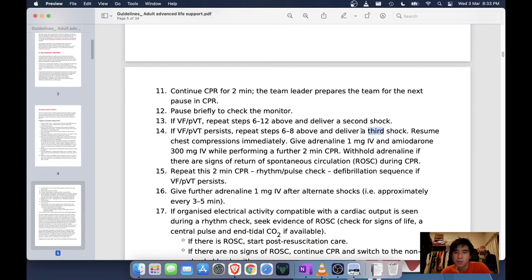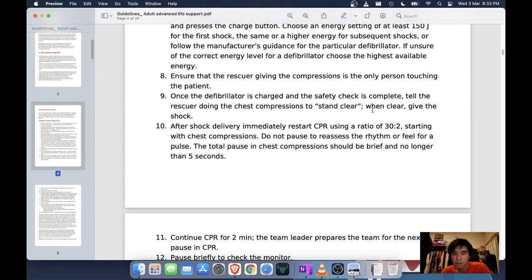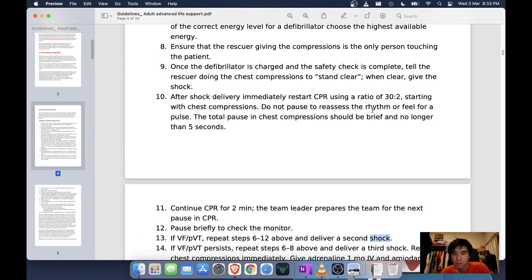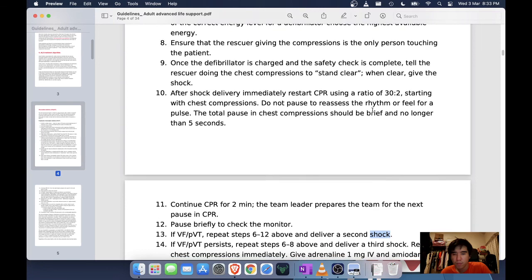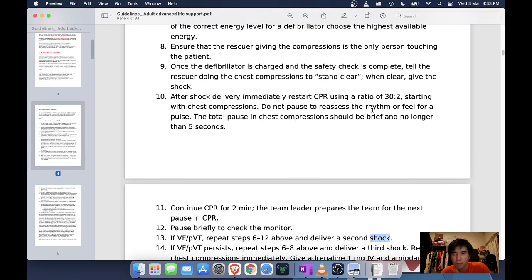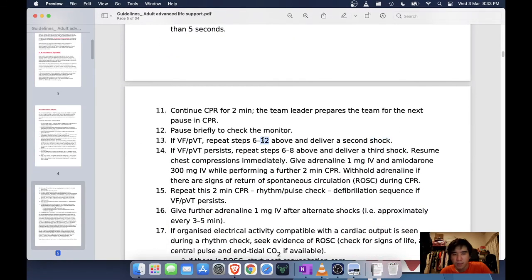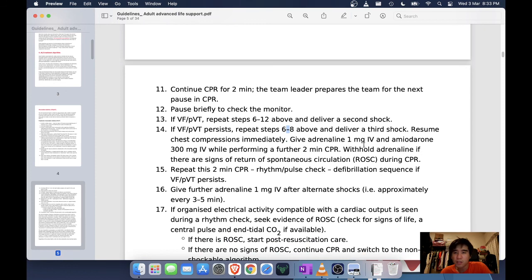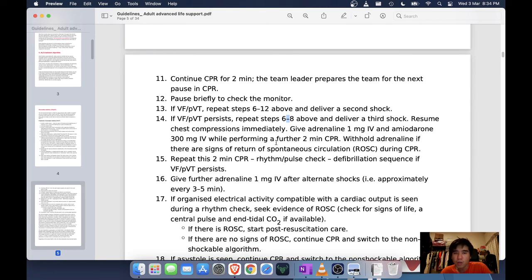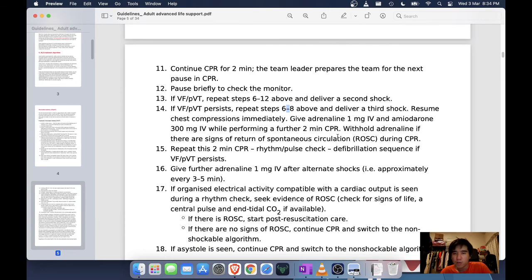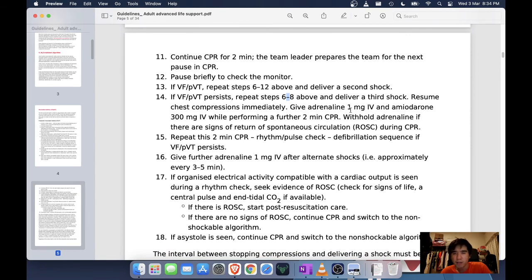Okay, it seems like after the second shock, one CPR round is enough, is it? Maybe the numbering is wrong. It's quite confusing. Resume chest compressions immediately. Give adrenaline 1 mg IV and amiodarone 300 mg IV while performing a further 2-minute CPR. So after the third shock, during your fourth or fifth CPR round, you're going to give IV adrenaline and IV amiodarone. Somebody else has to give it, not the person giving chest compressions.